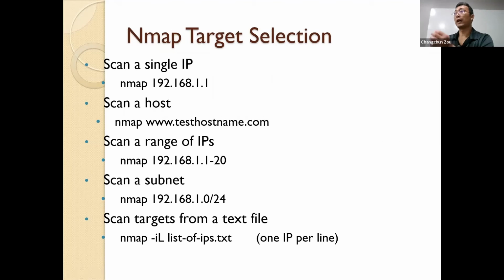Of course, for every IP address, by default it sends 1,000 TCP SYN scan packets. So if you scan a subnet with more than 200 IP addresses, you can see how many TCP SYN packets have been generated by Nmap.